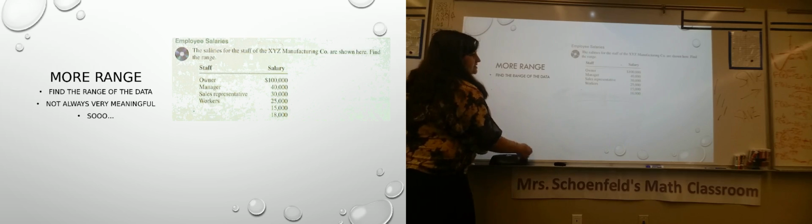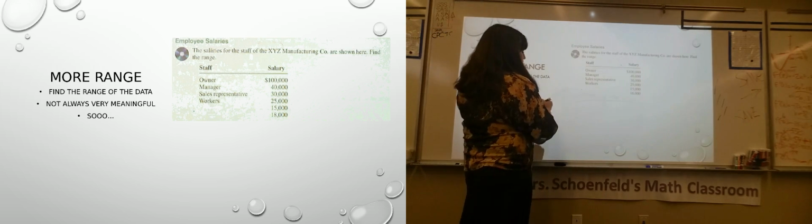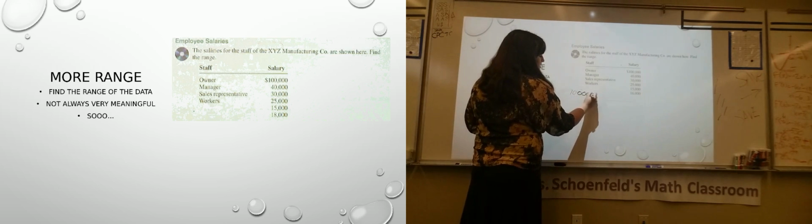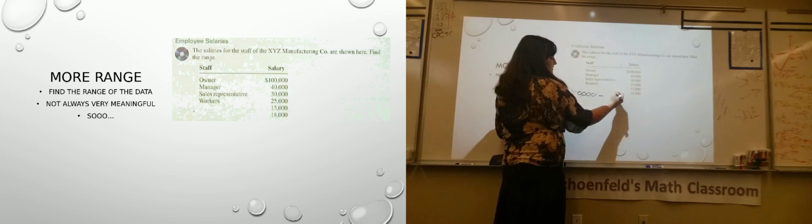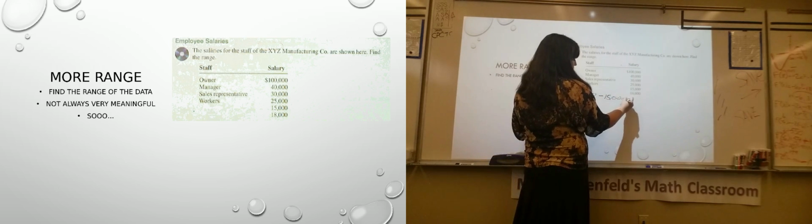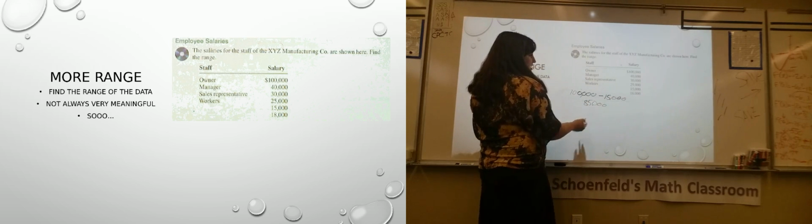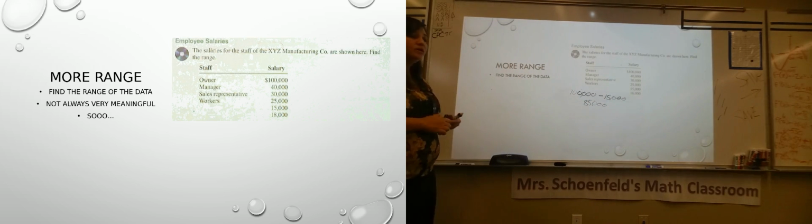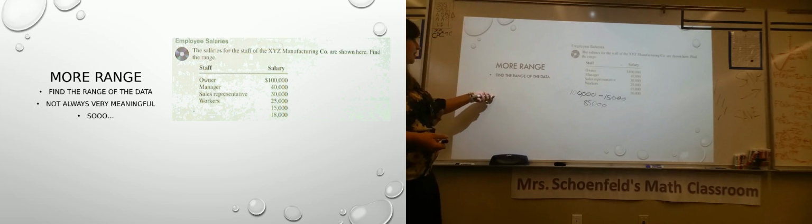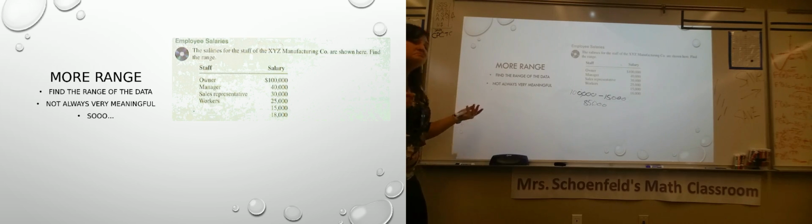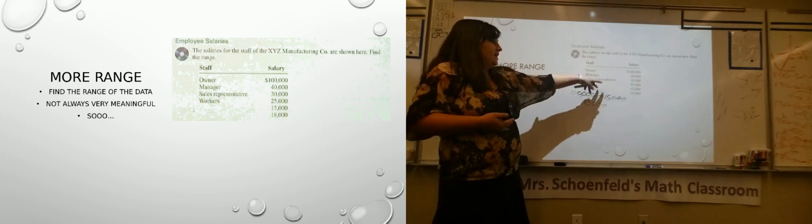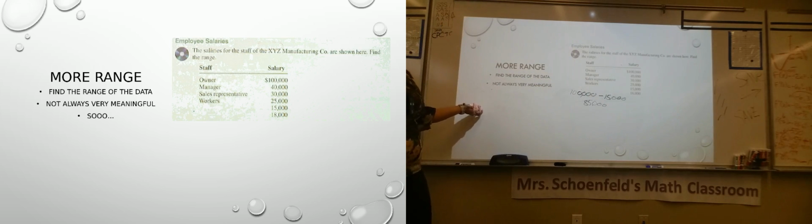Okay, finding the range of this data. I have my high of 100,000 minus my low of 15,000. It's not actually ordered. Which gives me a range of 85,000. Does that really tell you a whole lot? It doesn't really tell you about how much people made, because nobody really made 85,000. So the range isn't very helpful for this one.